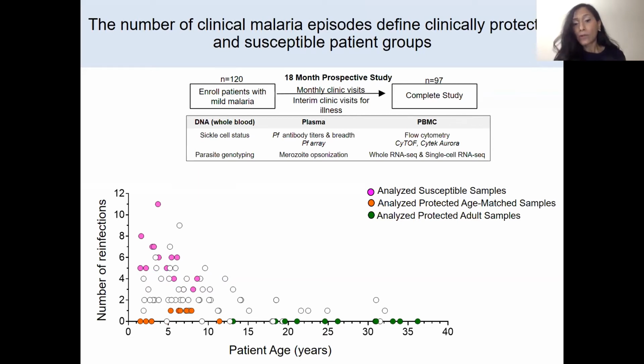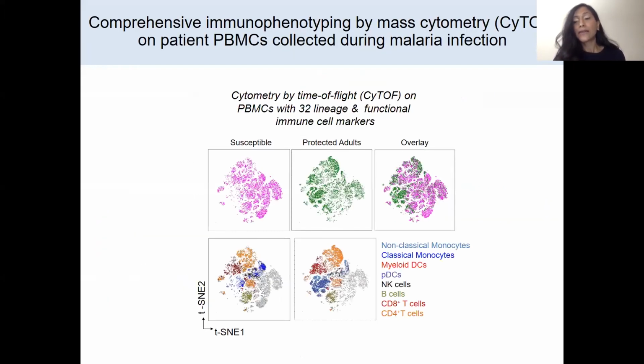And then what I will continue to describe to you today is the in-depth characterization we did of the peripheral blood mononuclear cells, or the immune cells, in these three patient groups. So on the next slide, I'm going to show you the data that we obtained from our mass cytometry analysis, which is the approach that we use to characterize as many immune cell populations as we could that were present in circulation during infection. We did a high-dimensional mass cytometry analysis that covered 32 lineage and functional immune cell markers.